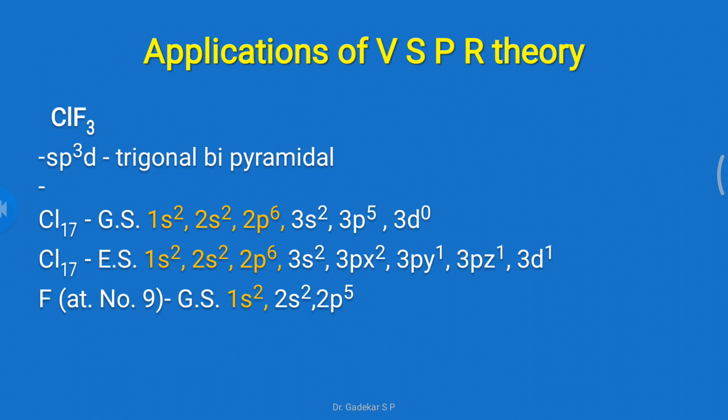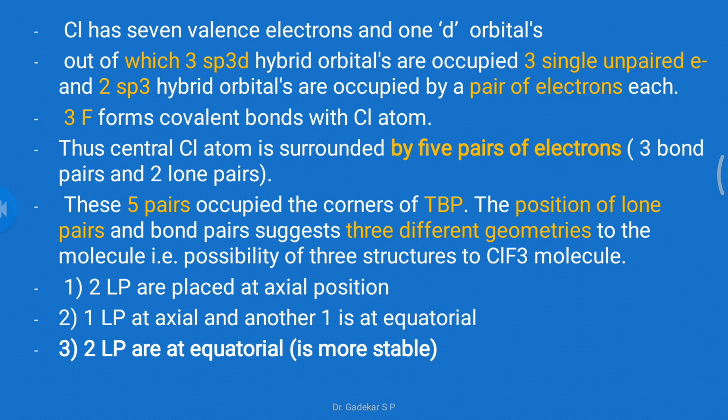3s2, 3px2, 3py1, 3pz1, 3d1. Chlorine has 7 valence electrons and 1 d orbital, out of which 3 sp3d hybrid orbitals are occupied by a single unpaired electron each and 2 sp3d hybridized orbitals are occupied by a pair of electrons each. That is, 3 fluorine atoms covalently bond with the chlorine atom and form 3 bond pairs between fluorine and chlorine.